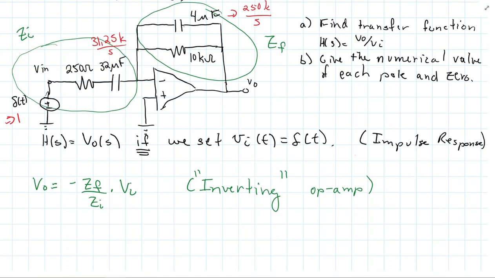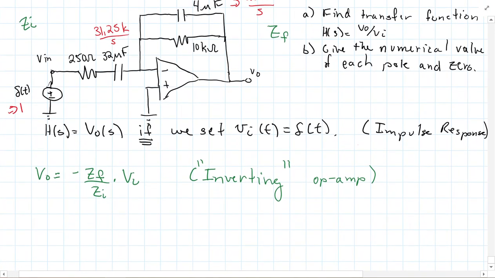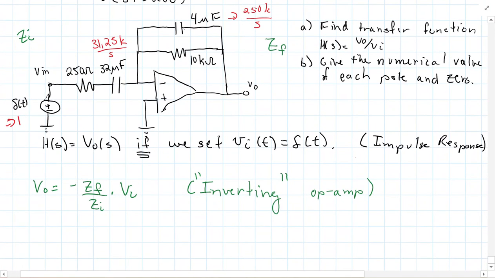Okay, so let me erase some of these just so I can clean up the figure a little bit. So now we just need to compute what these are here. And I'll do ZI first, because that is easy. ZI is just 250 plus 31.25k over s, because they're in series.